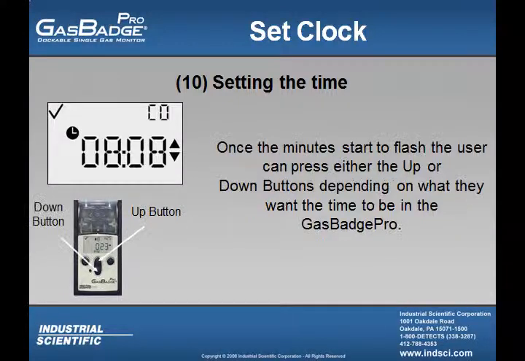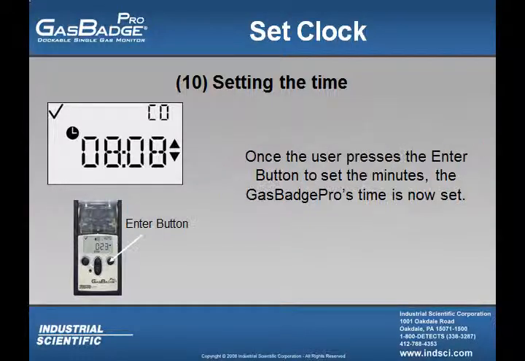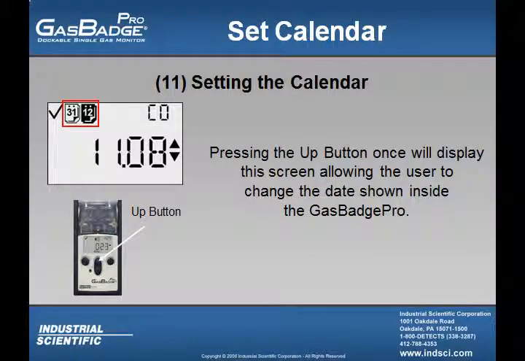As soon as the user presses the enter button, the hours will be saved and the minutes will begin to flash. The user can now press the up or down buttons to change the minutes to the desired value. After the minutes are set in the instrument, the user must now press the enter button and the clock is saved.